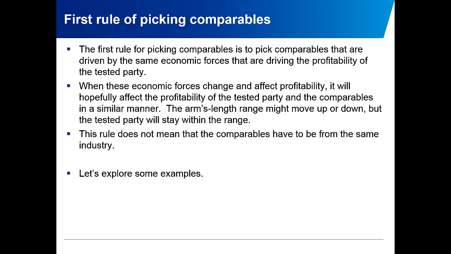What you want is a situation in which whatever factors can affect profitability, you want them to affect both the comparables and the tested party in a similar way, so that what we have isolated is that the difference between them is only the pricing and the related party transaction, the transfer price, which is what we're trying to document as reasonable. Now, this rule doesn't mean, though, that comparables have to be from the exact same industry, although if you could find that, that would probably be optimal. So let's explore some examples and talk about some of the issues that might be involved.